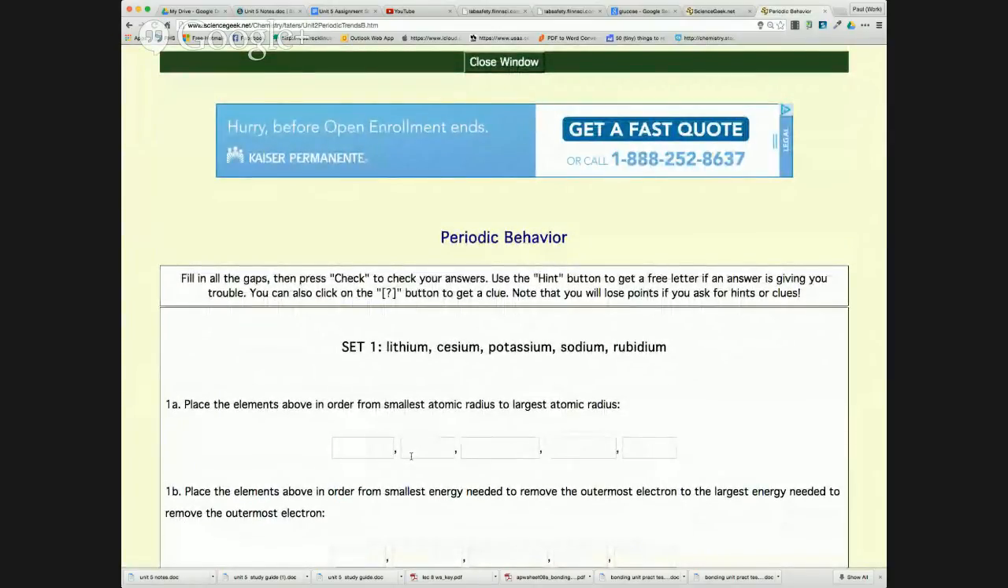So I look at the periodic table, smallest atomic radius to largest. I know that the atomic radius decreases moving left to right and it increases moving down. So that means that the lower left-hand corner has the largest radius and the upper right-hand corner has the smallest. So I start in the lower left and all these elements are in the same family. So the lowest one would be cesium. Next up would be rubidium. Next up would be potassium. Next up would be sodium, and last would be lithium.